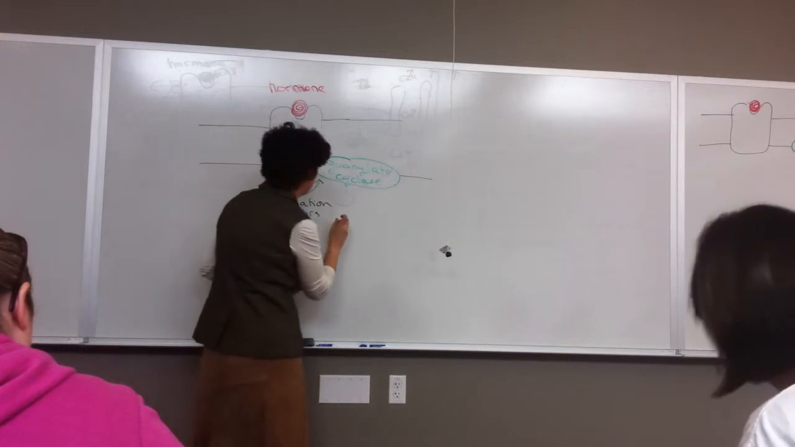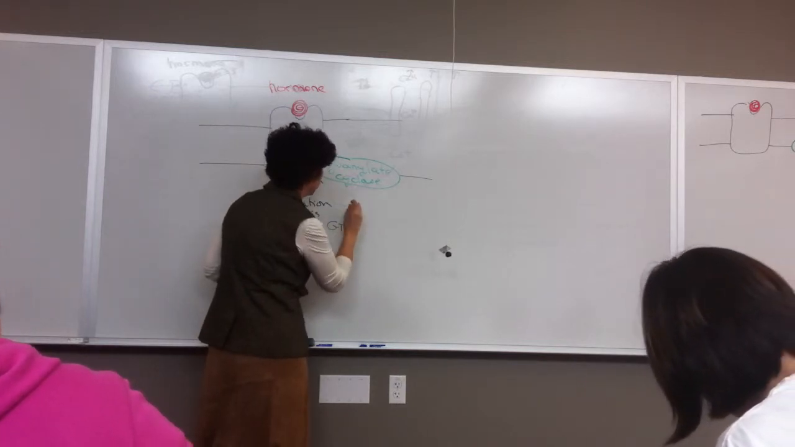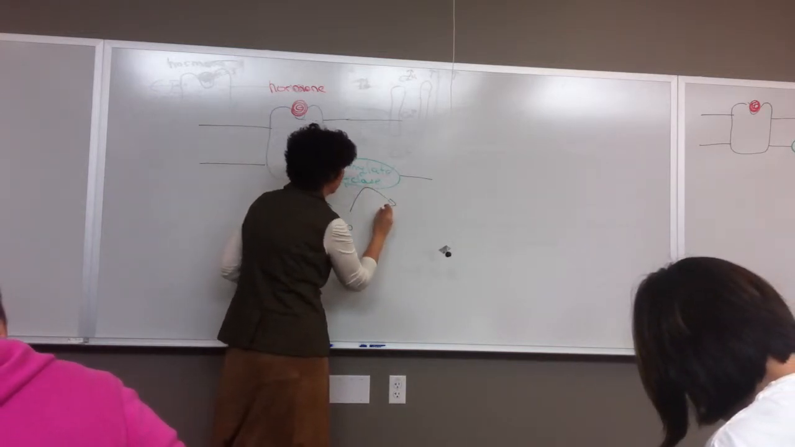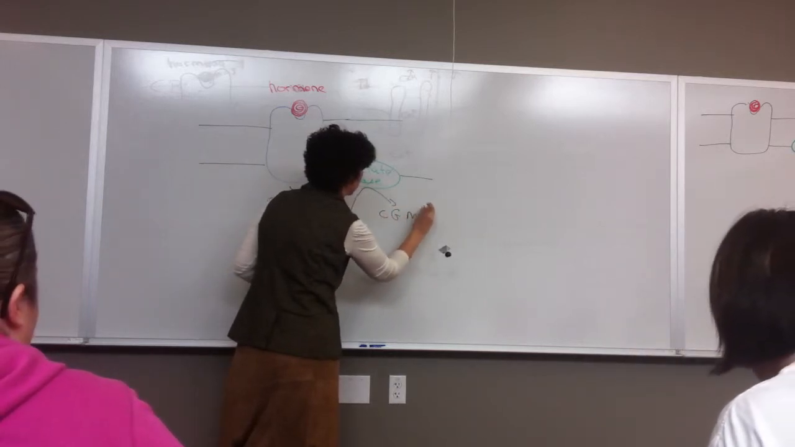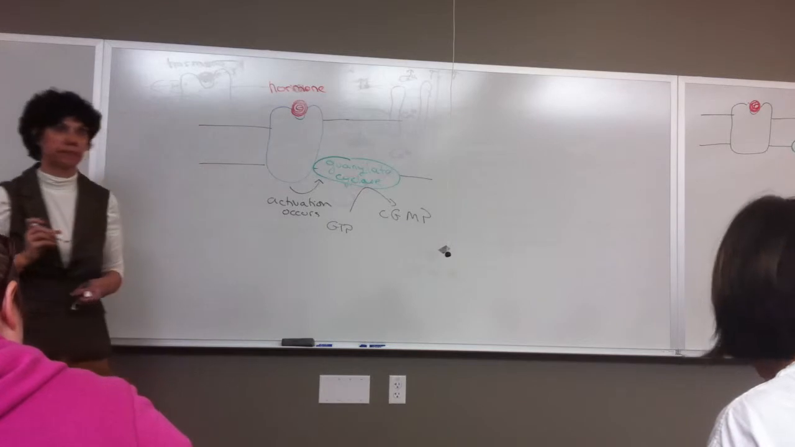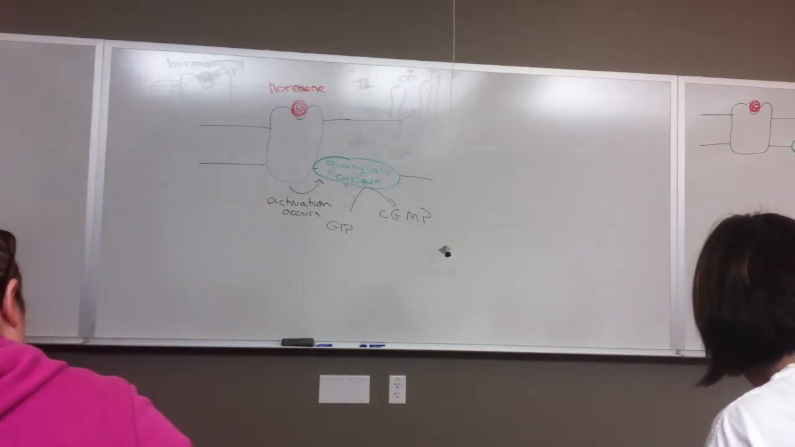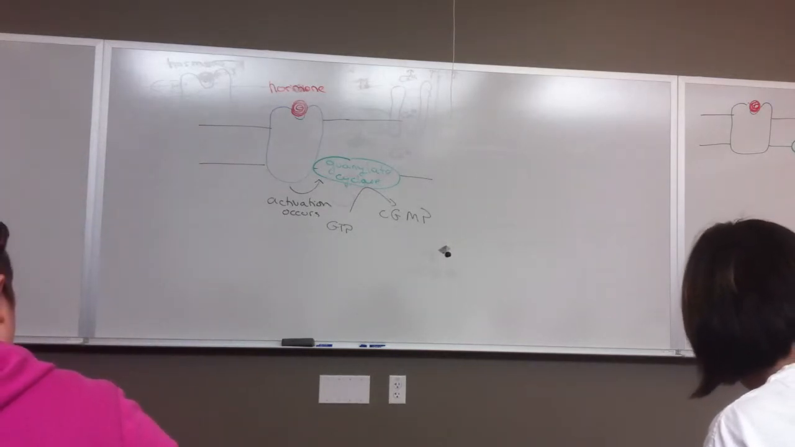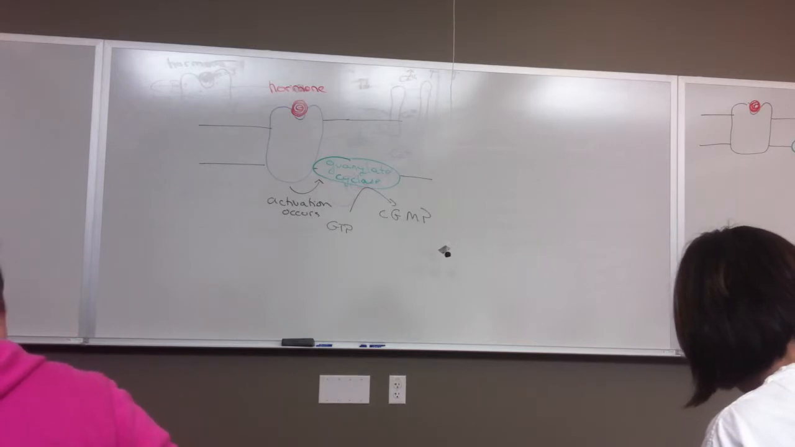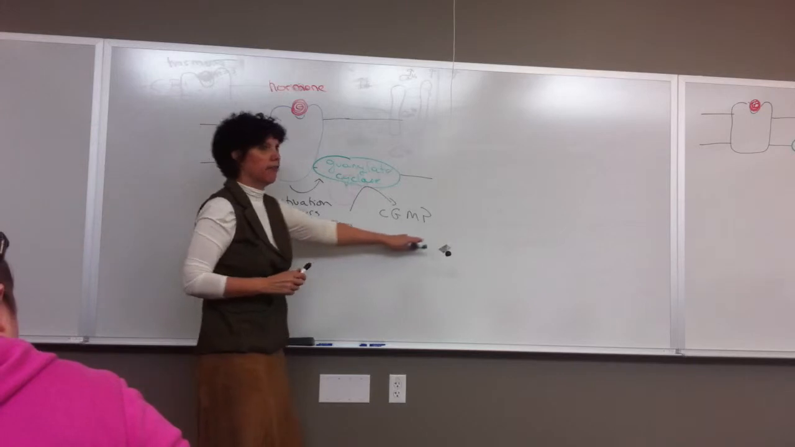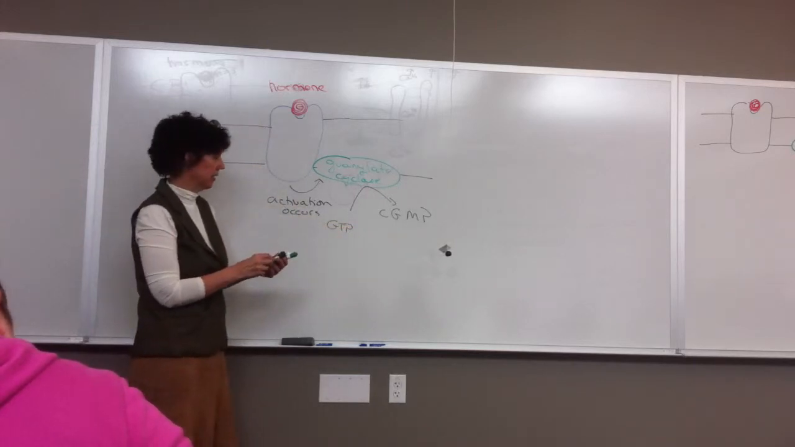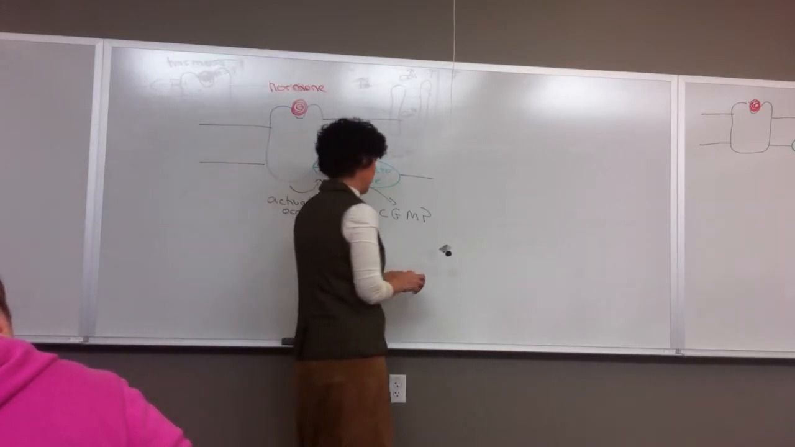Enzyme, GTP molecules will be converted to cyclic GMP. Guanine instead of adenine as the base. Very similar in effect. This is now our second messenger.